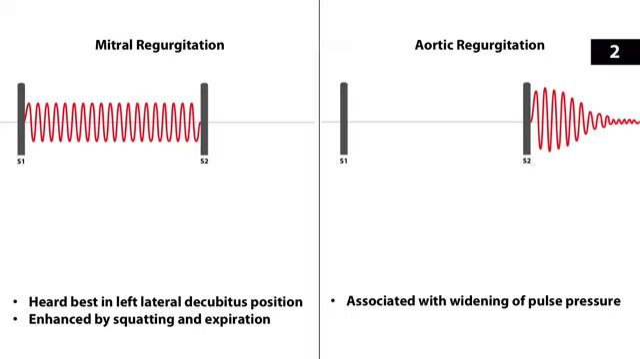Then aortic regurgitation is a diastolic murmur, which is heard in the first part of diastole. It's usually heard best along the left sternal border, and this doesn't really have anything to do with the murmur, but remember that aortic regurgitation is also associated with a widening of the pulse pressure.